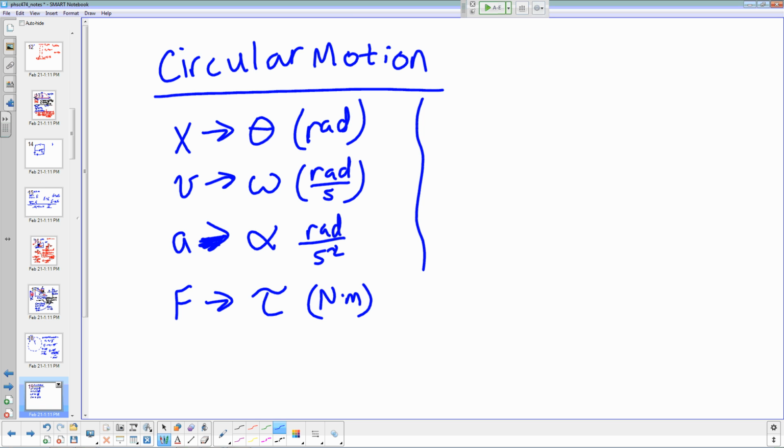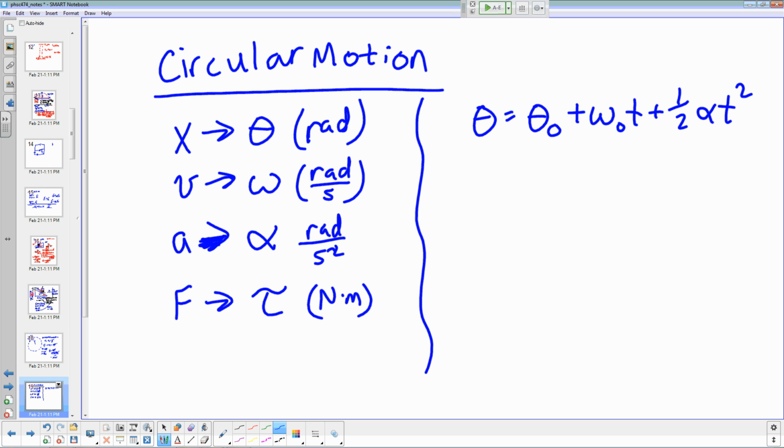And then when I do these, I can translate my linear equations. Where I had x before, I can say theta equals theta naught plus omega naught t plus 1/2 alpha t squared. These are just the kinematics equations, but now we're expressing them in a circular frame, something moving in a circular pattern. I also have omega equals omega naught plus alpha t.